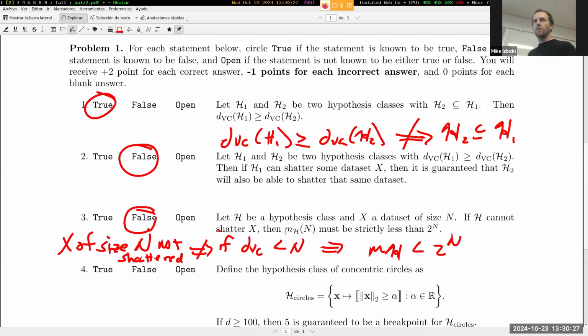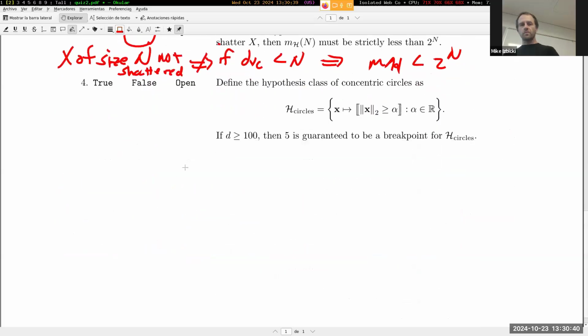Question? I have a question about that because to me it's kind of like the same as the previous question, but doesn't it have to be 2 to the n to be able to shatter any data set? Not even all, but just to be able to shatter a data set at all, it has to be 2 to the n?